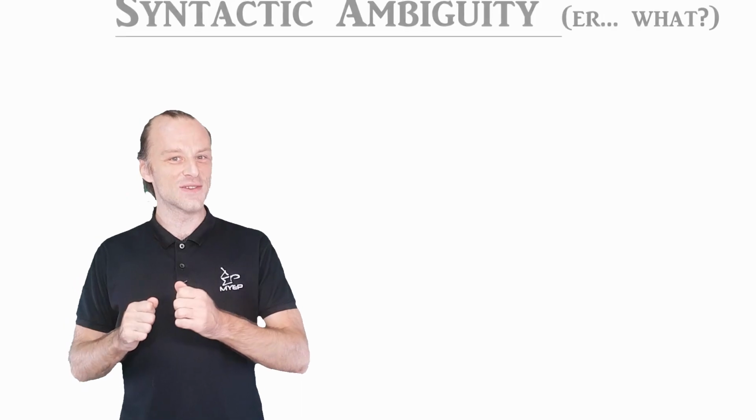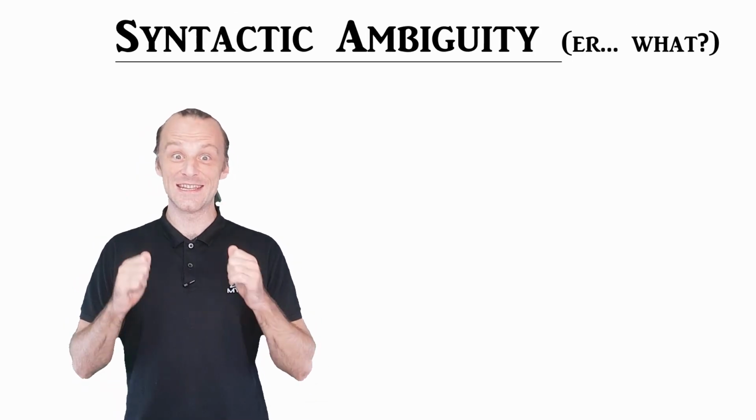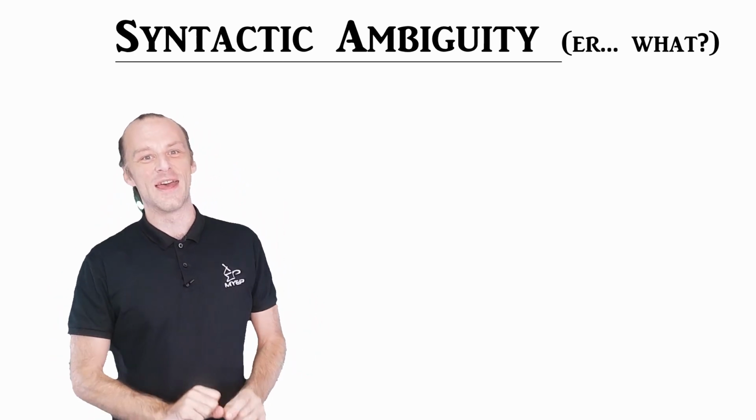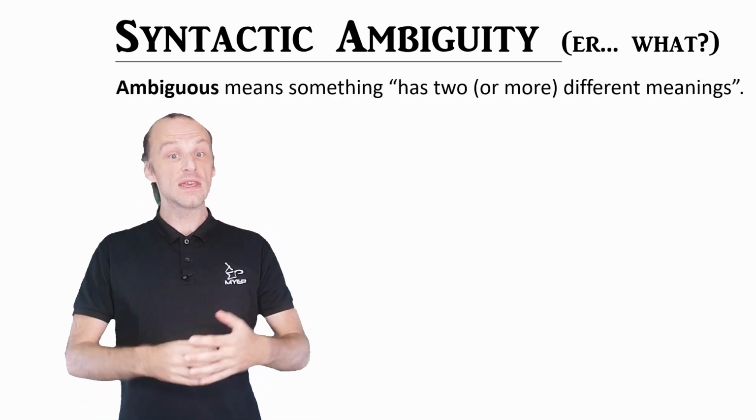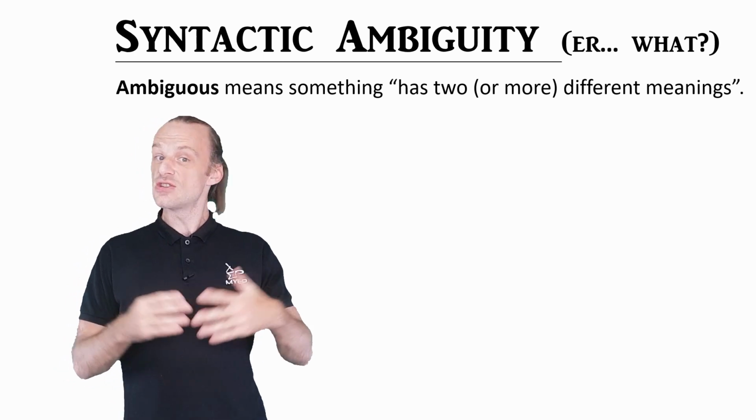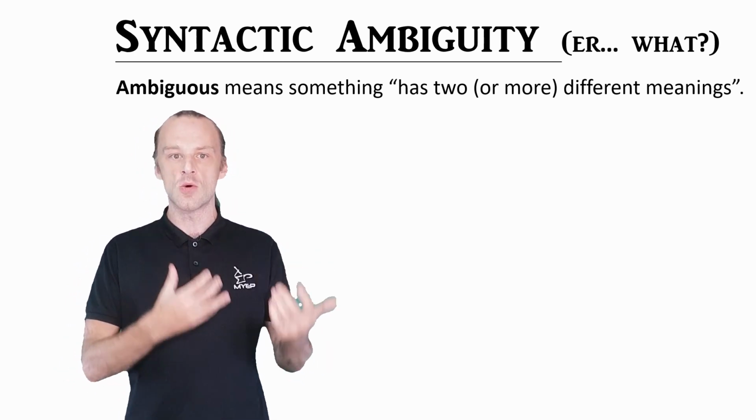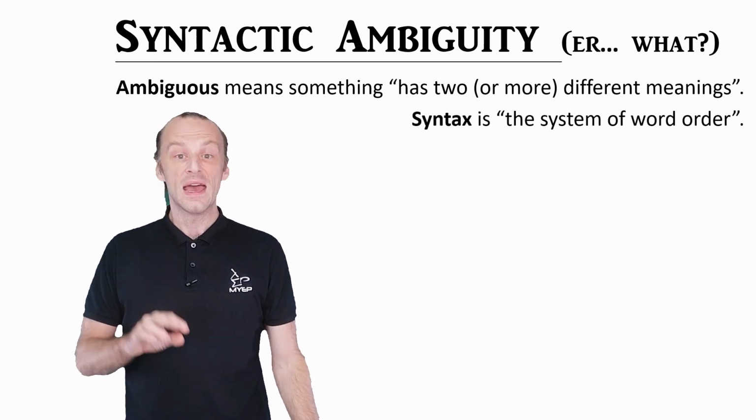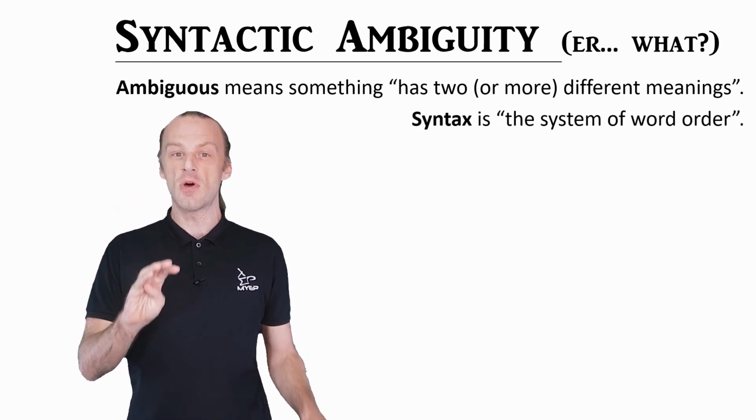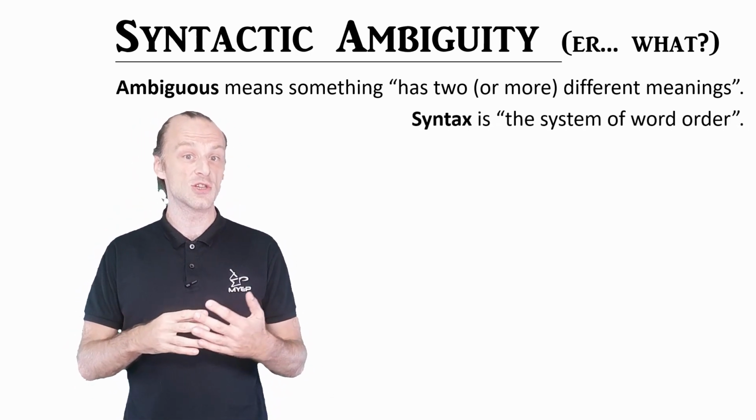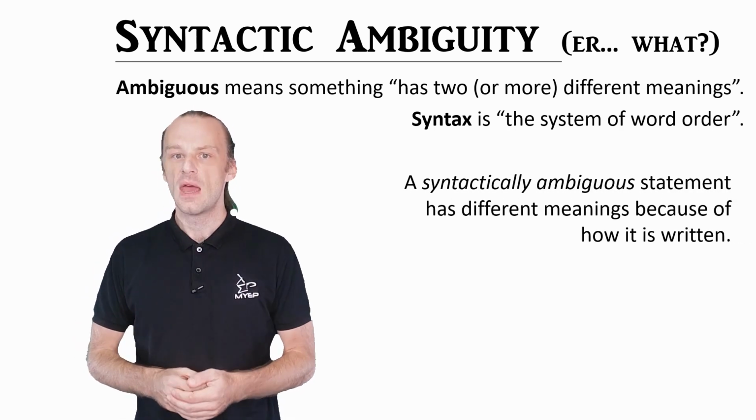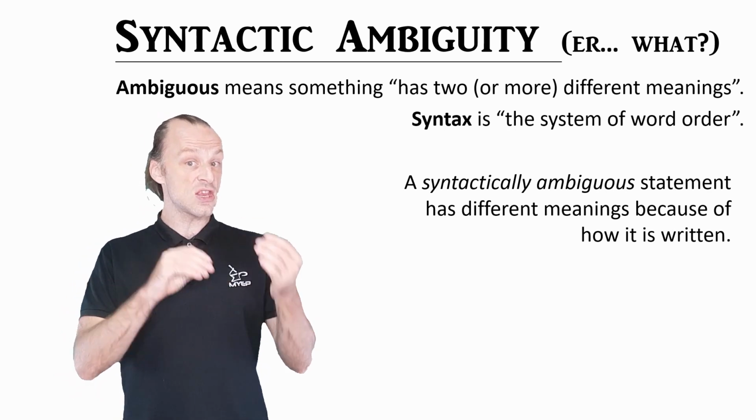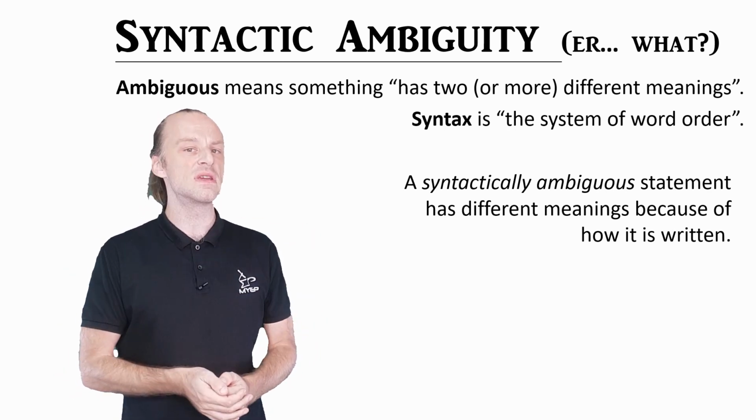And on the subject of jargon, let's talk about syntactic ambiguity. Wait, stop, don't run away. Let me go through it. If something is ambiguous, that means it does not have a clear meaning or purpose. We can see it in two or more ways. And syntax is the system of word order for a language. It is a part of grammar. A statement is syntactically ambiguous if the grammar it uses gives it several meanings.